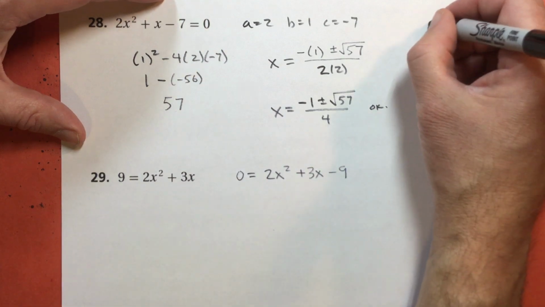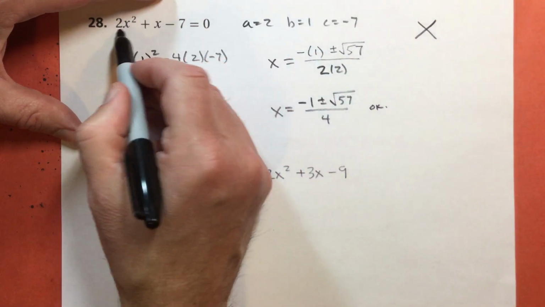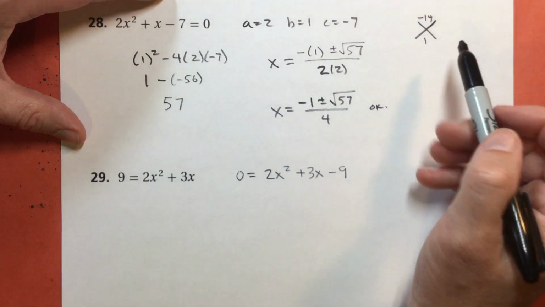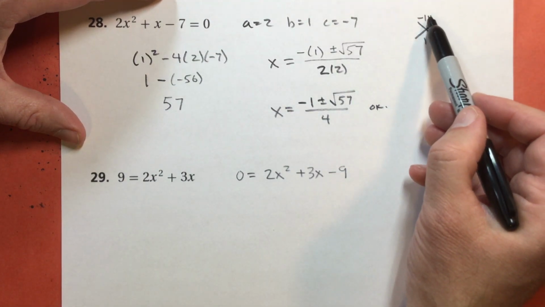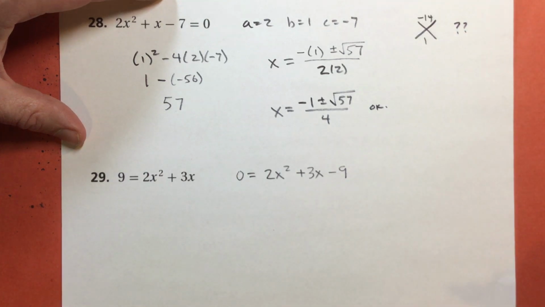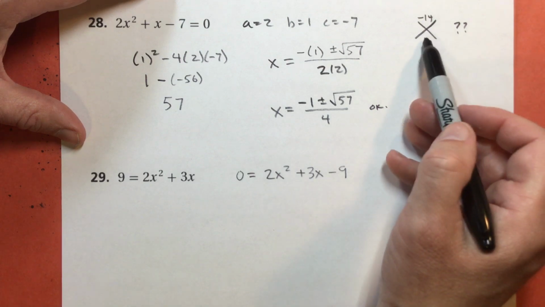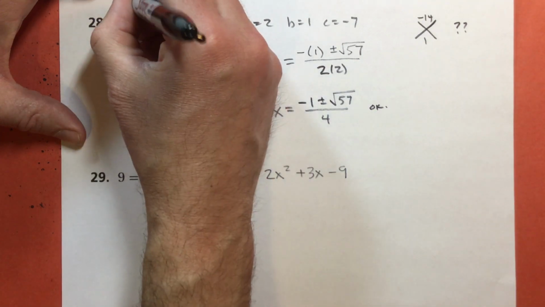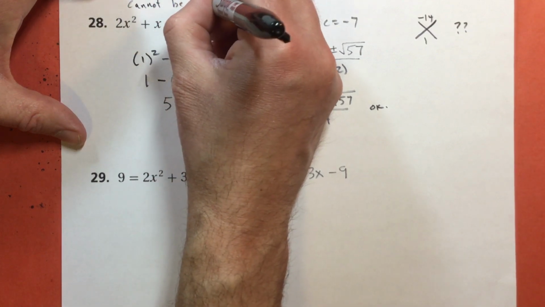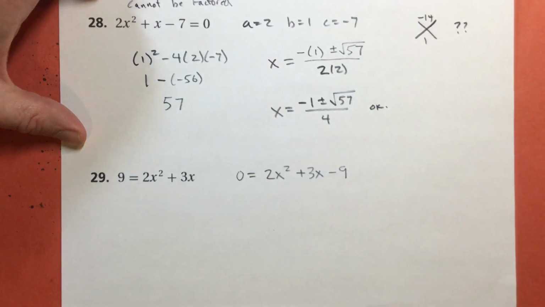And actually, you can check this too. 2 times negative 7 is negative 14. What two numbers multiply to give negative 14 that add to give 1? I can't think of anything. Negative 14 is negative 1 times 14, negative 2 times 7, negative 7 times 2, and negative 14 times 1. Nothing adds up to 1. So no, it cannot be factored, at least not the way we know how to factor.